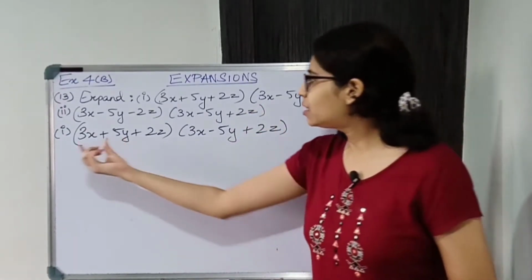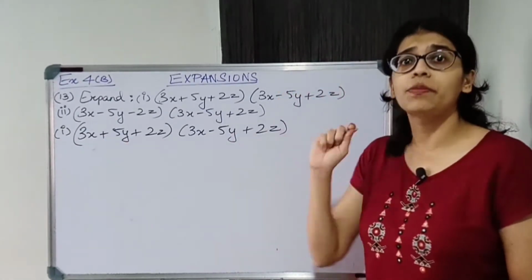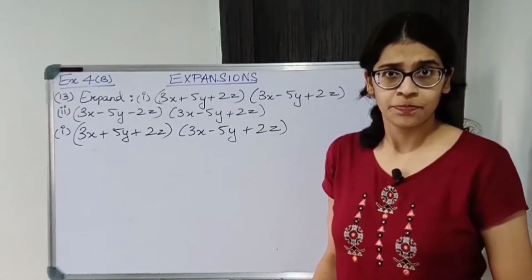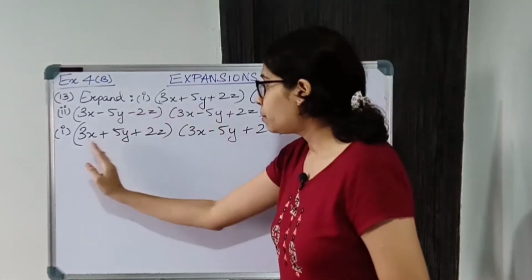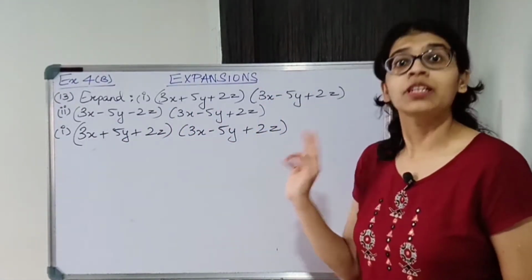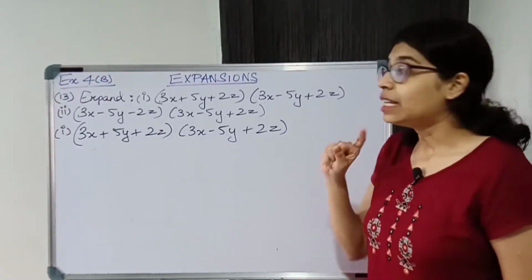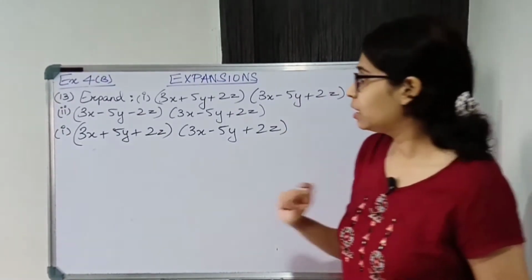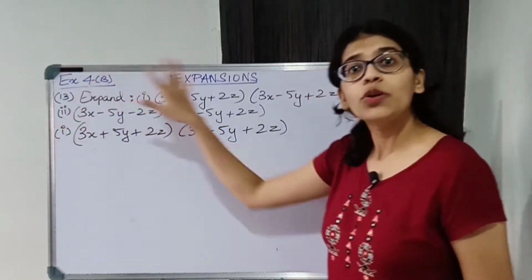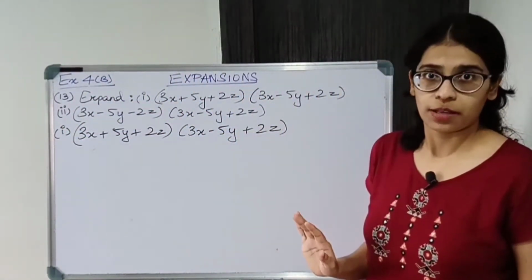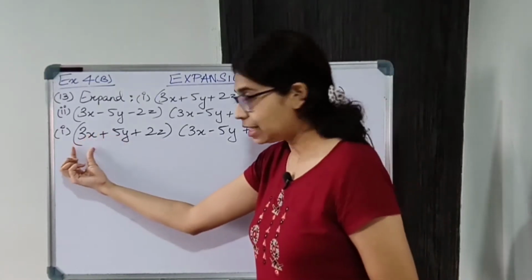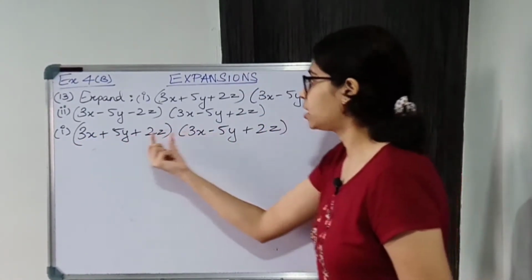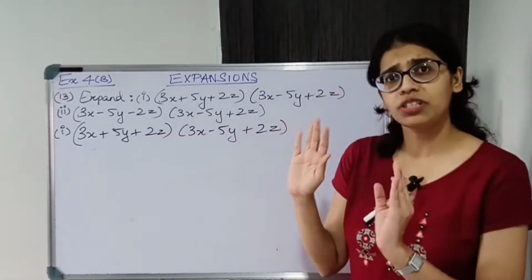Over here there are three terms in each bracket. So what you will do in this case, observe both the brackets. In both the brackets, let us check if the terms are same. Okay, the terms in this bracket should be the same terms in this bracket. So 3x 3x, 5y 5y, 2z 2z. So terms are same.